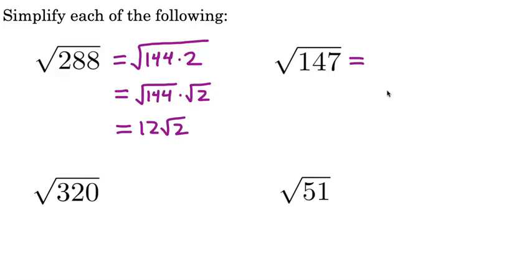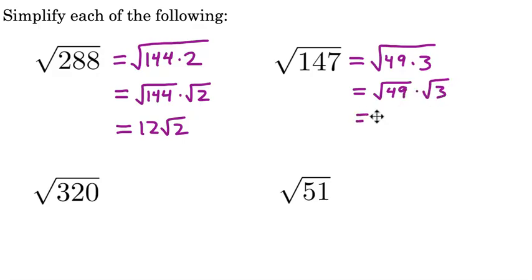And we move down. Then we try 49. 49 is a factor of 147. It'd be 49 and 3 as our factor pair. Square root of 49 times 3. We separate 49 times 3. And then we have 7 square root of 3.